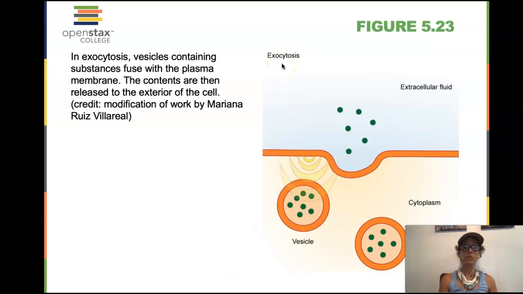Exocytosis is the opposite of endocytosis. Endocytosis brings matter in. Exocytosis moves stuff out. So we have the vesicle that has waste materials or some protein needed by a nearby cell, or it just needs to be excreted. The membrane of the vesicle fuses with the plasma membrane and the contents get released.